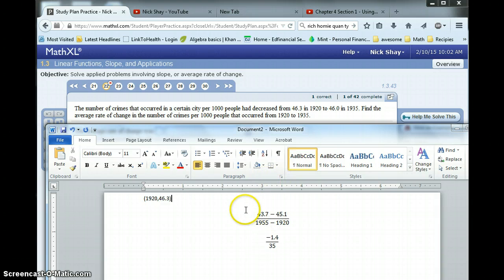And then in 1935, 46 crimes per 1,000 people. So in 1935, we have 46.0 crimes.